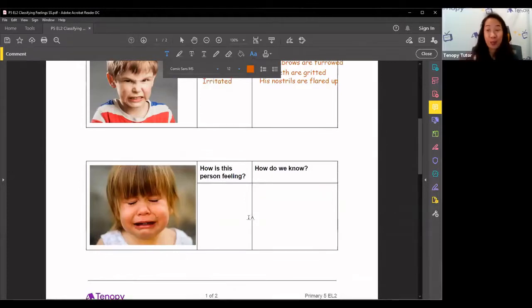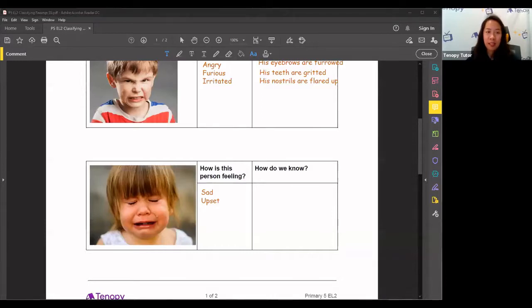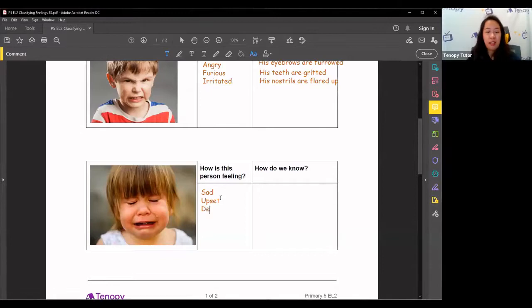All right, now let's look at this little girl here. How do you think she's feeling? Just from this picture, just by looking at her expression, how is she feeling? Very good. Does anyone have another word besides sad? Sad is simple, right? Do you have another word? Oh, upset. Wonderful. Are there any other words besides upset? Devastated. Wow, that's a really strong word right there. Very good. Overwhelmed. She could be overwhelmed, but we can be overwhelmed by different feelings, right?